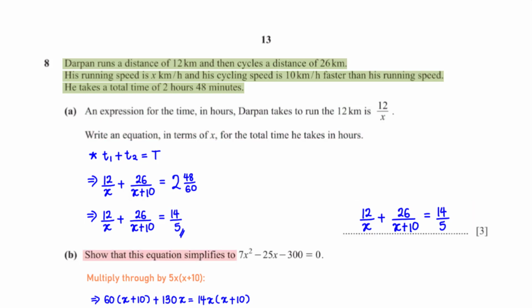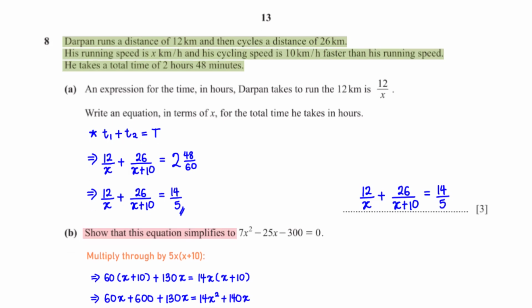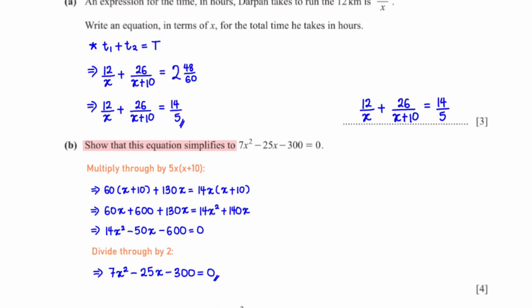Show that this equation simplifies to 7x squared minus 25x minus 300 equals 0. When we multiply through the equation by 5x times x plus 10, this is what we have. When we expand the brackets, 60 times x is 60x. 60 times 10 is 600. 14x times x is 14x squared. And 14x times 10 is 140x.